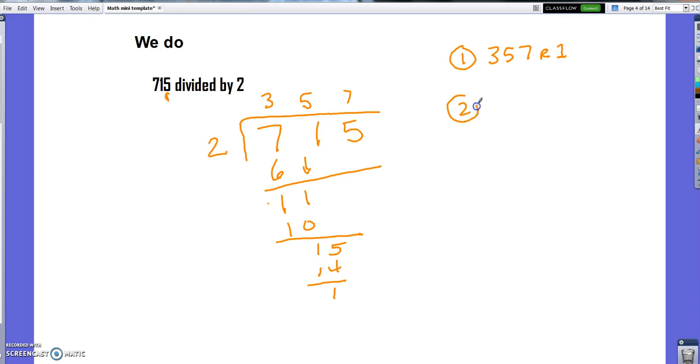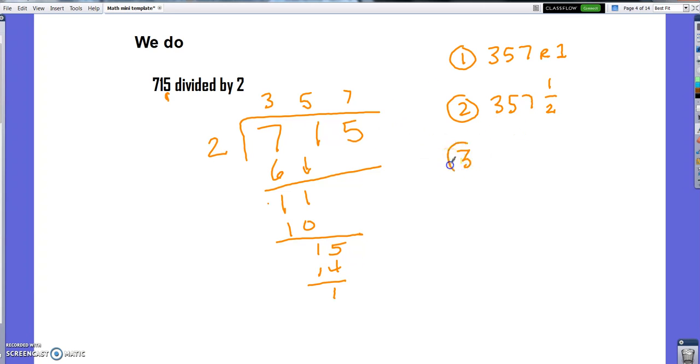That's my 4th grade style answer. Second way, I was making groups of 2, and I only had 1 out of my last group of 2. So 1 out of the next 2 would be a half. So I could write it as 357 and 1 out of the next group of 2. Right? 357 and a half. That's the second way. We've talked about that one.